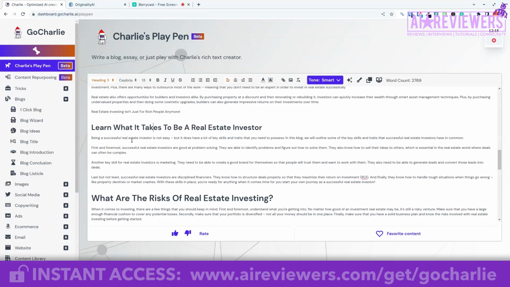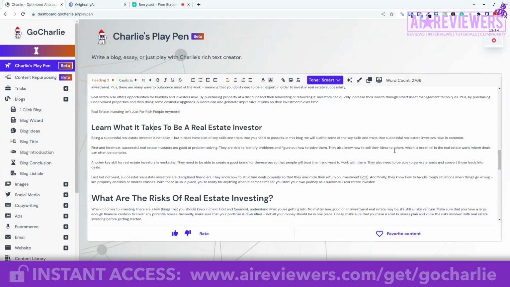Being a successful real estate investor is not easy, but it does have a lot of key skills and traits that you need to possess. In this blog, we will outline some of the key skills and traits that successful real estate investors have in common. First and foremost, successful real estate investors are good at problem solving. They're able to identify problems and figure out how to solve them.